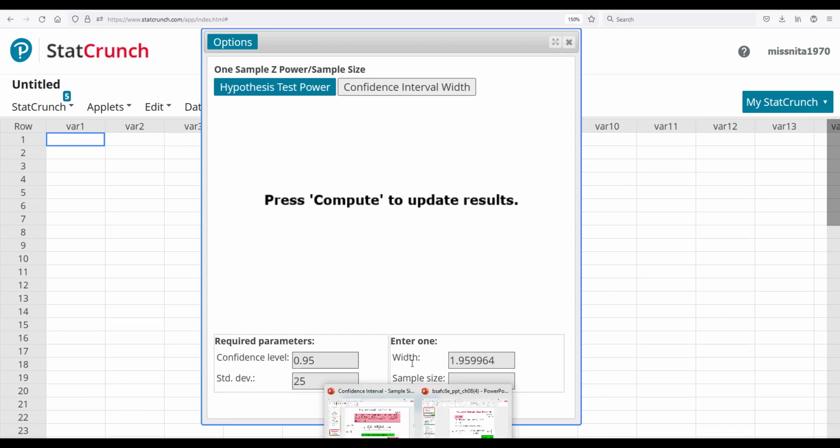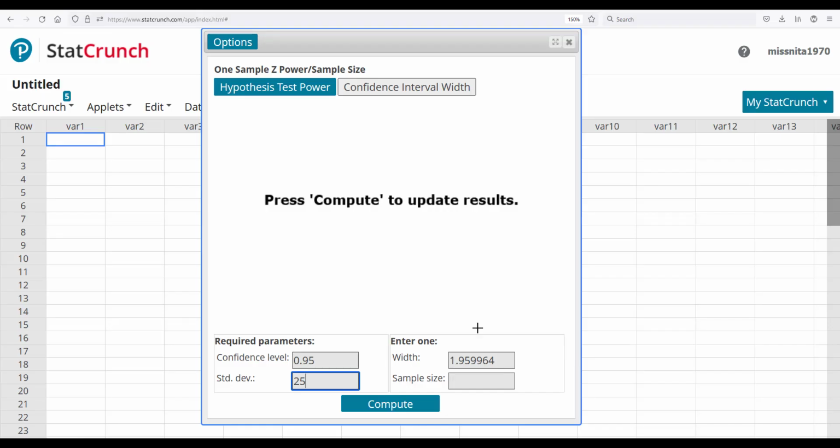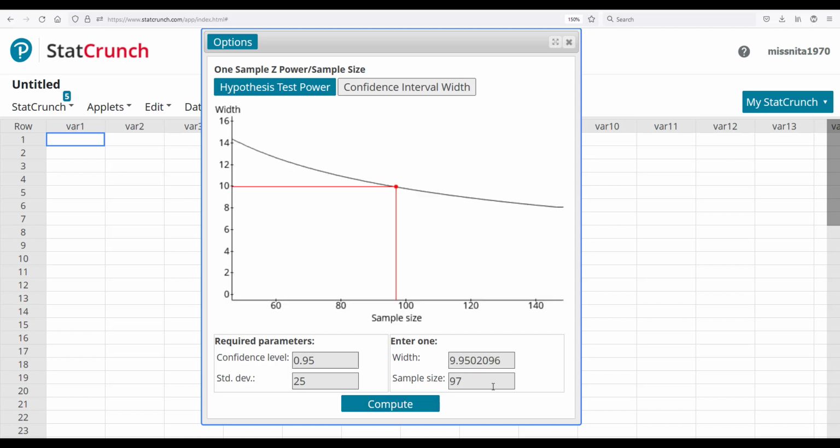If we go back to the problem, it told us within 5 seconds. Okay, so that means we can go above 5 or we can go below 5. Above and below 5 will give us a width of 10. So what you're going to do is you're going to double this number here. So it'll be 5 times 2, which is 10. So I'm going to plug that into my StatCrunch. This will be 10. And I'm going to hit compute. And as you can see, the sample size pops up in the box.